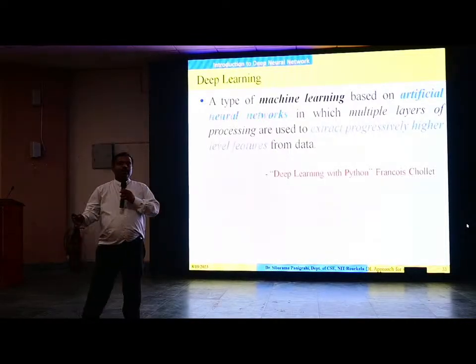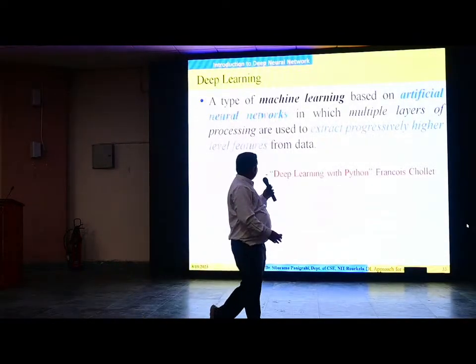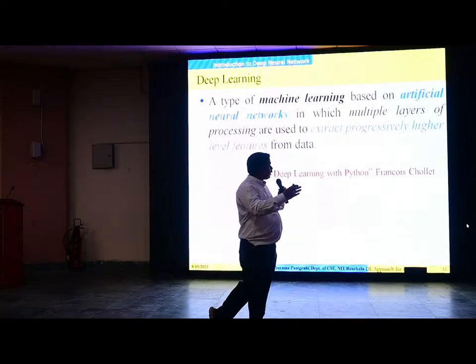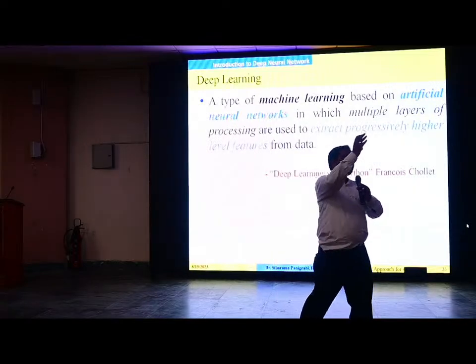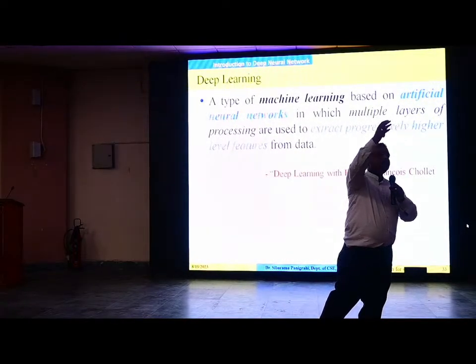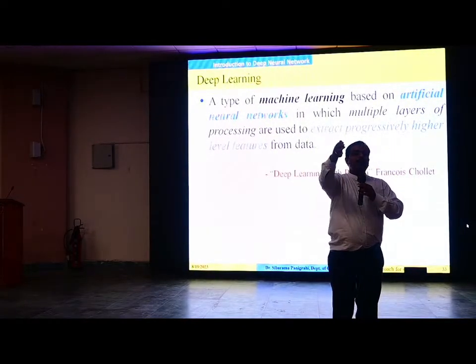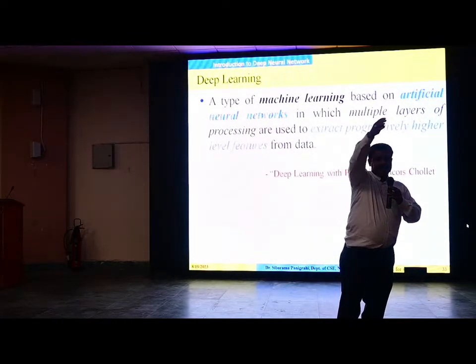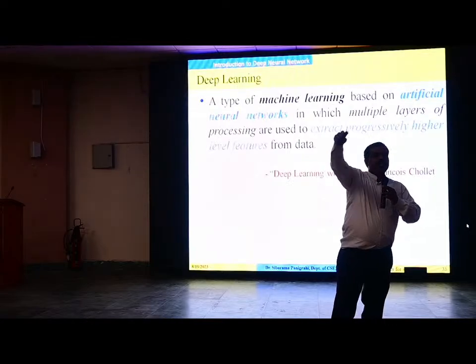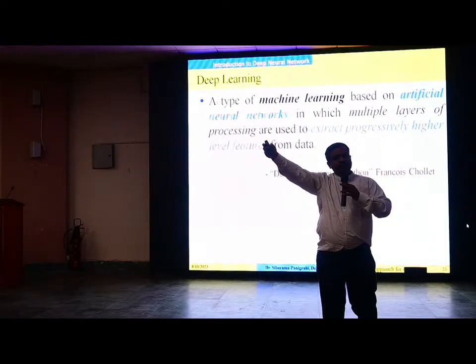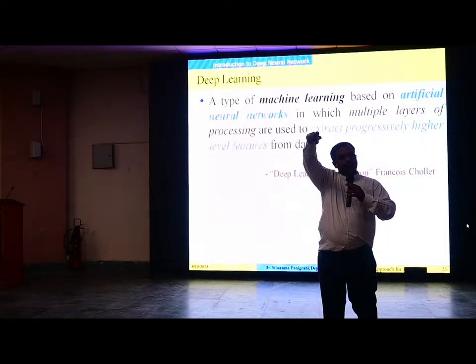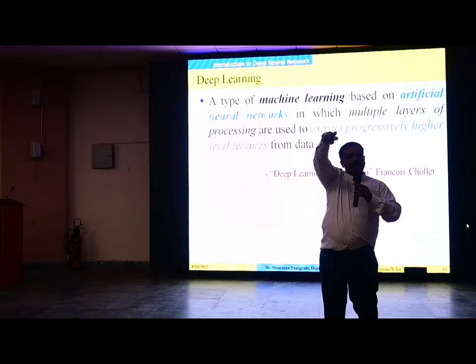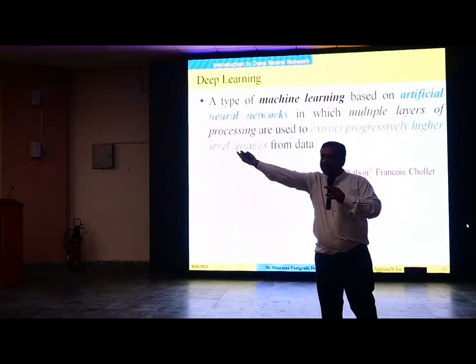And in which what we will do? We will do multiple layers of processing. So you see the number of layers. If there are thousands of hidden layers, so what we will do? The same thing. Input, multiply with the weights, transfer it through an activation function, get the output of a particular layer. Then the output of that layer will be served as the input to the next layer.